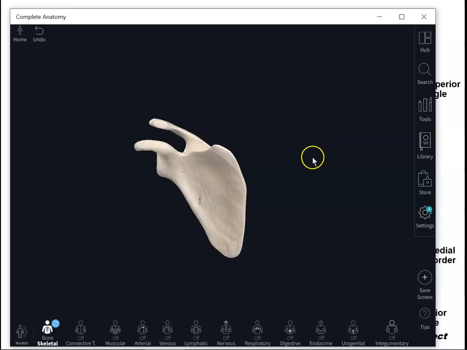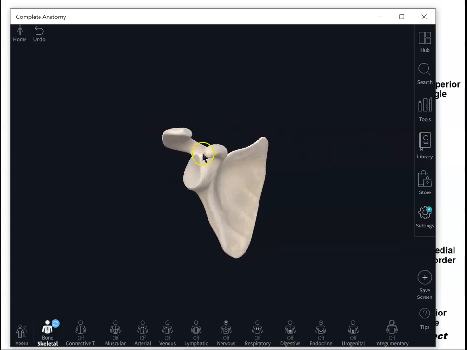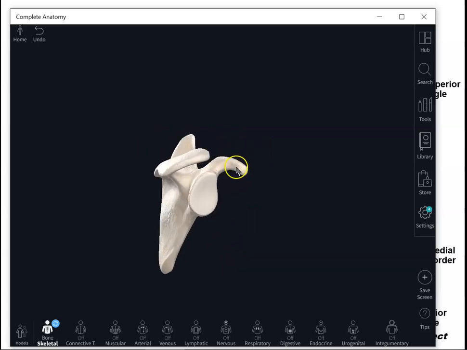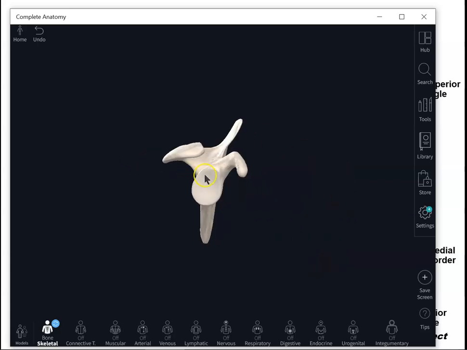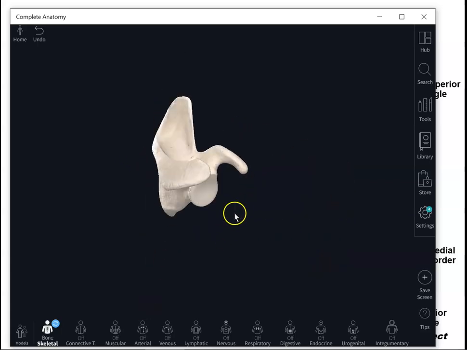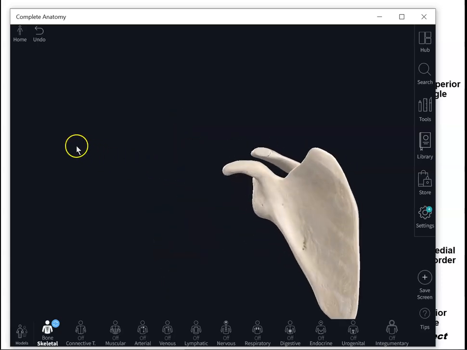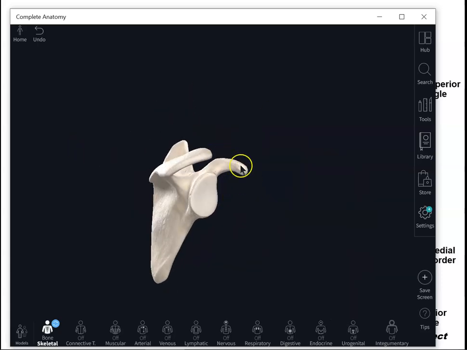And then this one, the coracoid process, is kind of like a finger. And coracoid, if I understand correctly, means beak. So it kind of looks like the beak of some kind of a bird, I guess. I don't see it. I see a finger, but it doesn't matter.